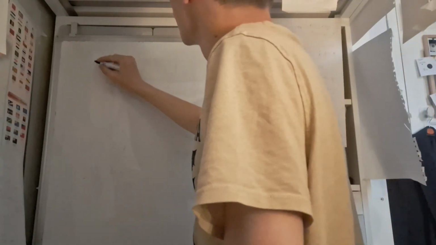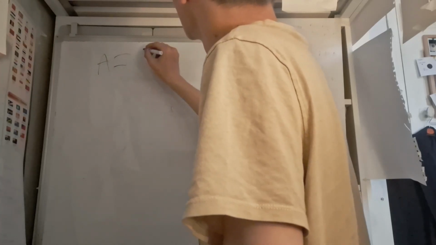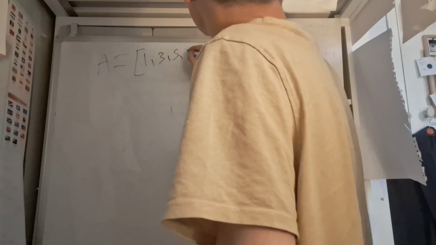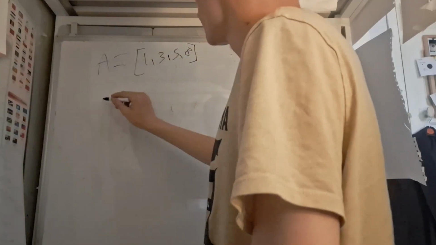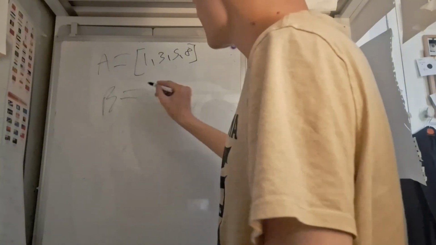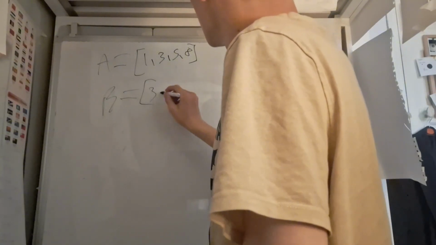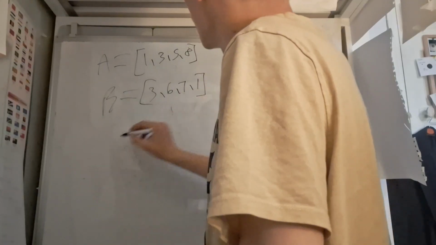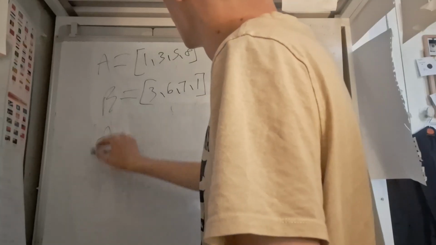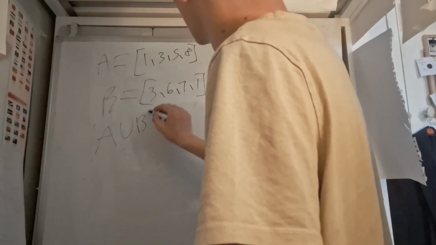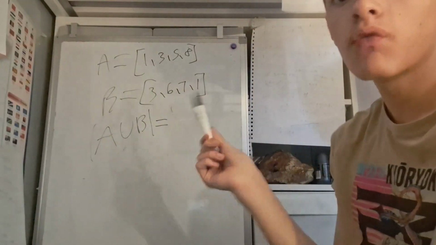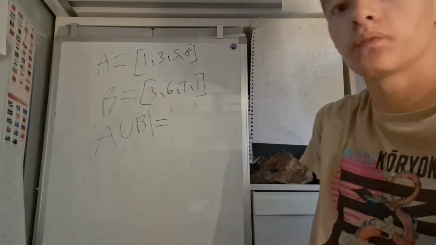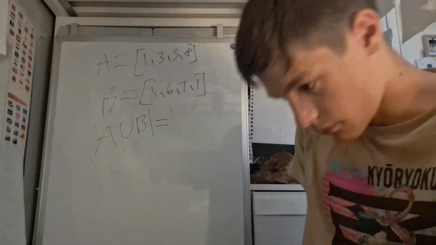Let's say we have A, which contains 1, 3, 5, and 8. We have some set B, which contains 3, 6, 7, 1. What is the cardinality of the intersection between A and B? I'll give you a sec while I just find my drink.